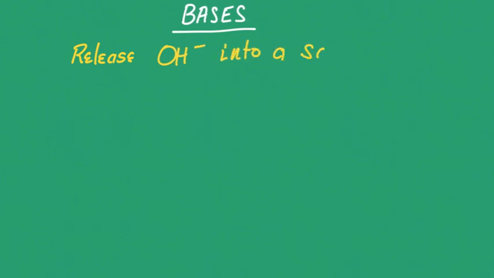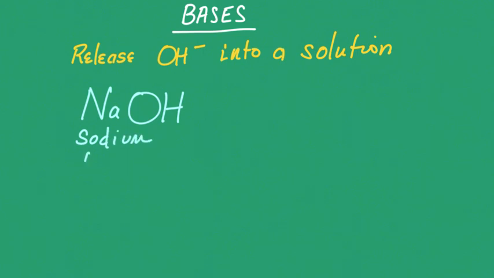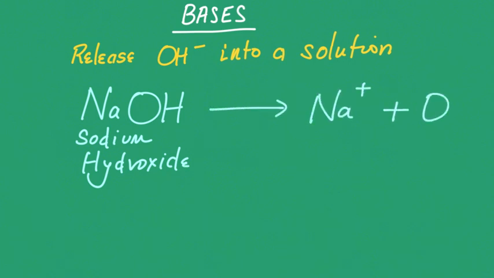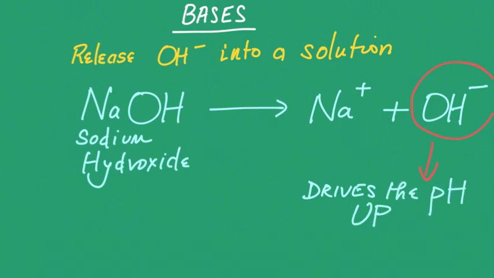So let's take a look at what makes a solution a base. A base is a solution that releases hydroxide ions into the solution. Hydroxide ions are negatively charged. So a good example of a base is sodium hydroxide. When sodium hydroxide ionizes, it produces sodium Na plus and OH minus, which is the hydroxide ion. When hydroxide ion level increases in a solution, it drives the pH up, and this makes the solution more basic.